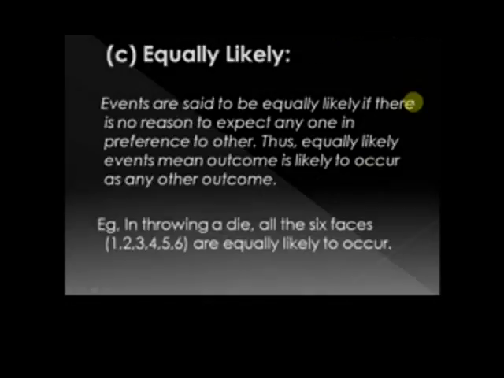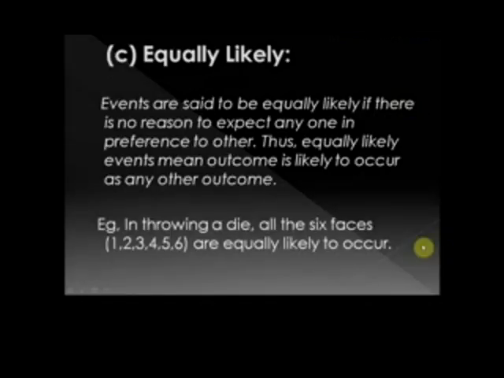The third type of event is equally likely events. The events are said to be equally likely if there is no reason to expect any one event in preference to other. Thus equally likely events mean each outcome is likely to occur as any other outcome. So we say that there are 2 events and there is no such reason to expect the occurrence of one event in preference to the other event, then such a case is known as equally likely event.